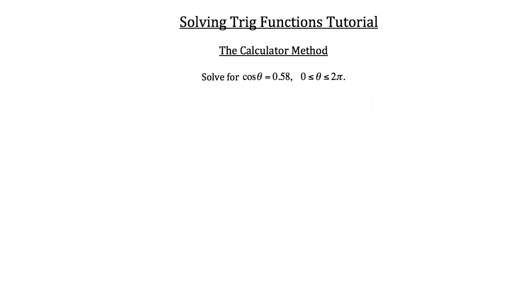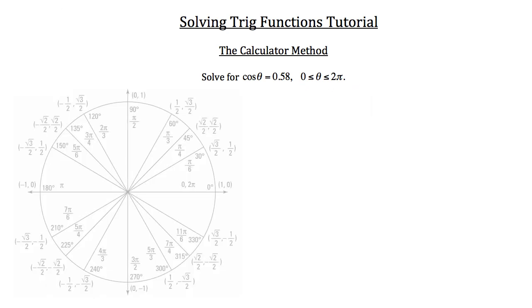So in this problem, you're asked to solve for cosine theta equals 0.58. So we're solving for theta, and we've been given an area in which theta occurs. Theta occurs between 0 and 2 pi radians, so basically anywhere within the unit circle. Now I'll go ahead and bring in the unit circle to help us with this problem a little bit.